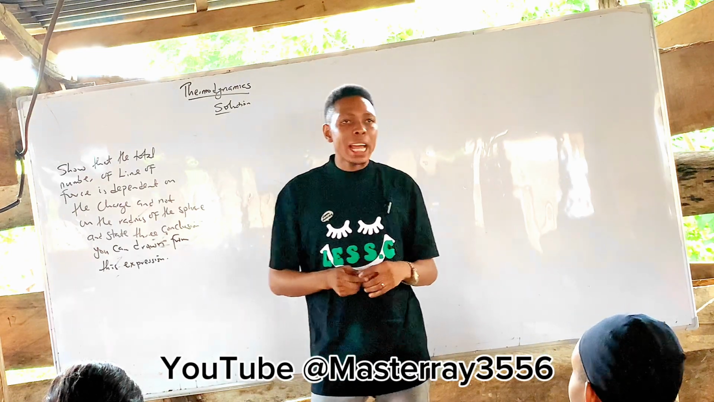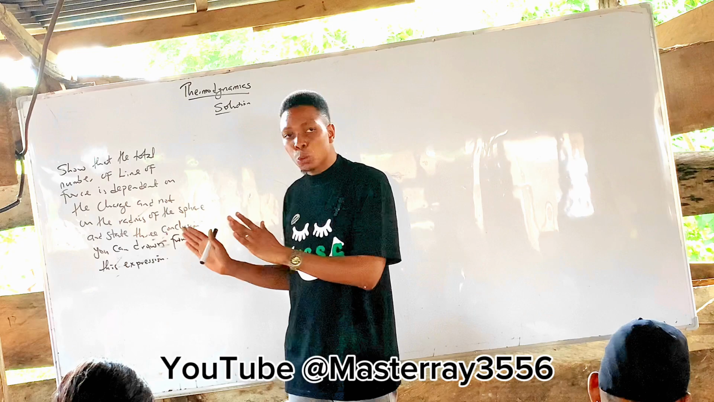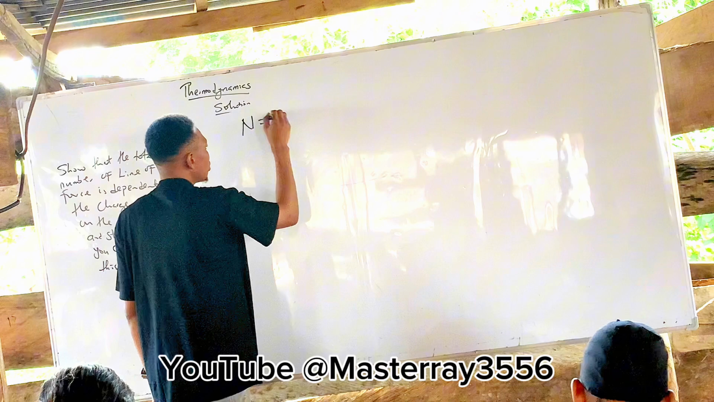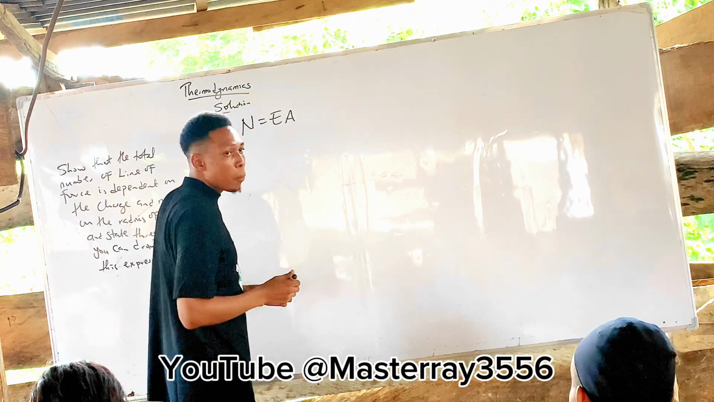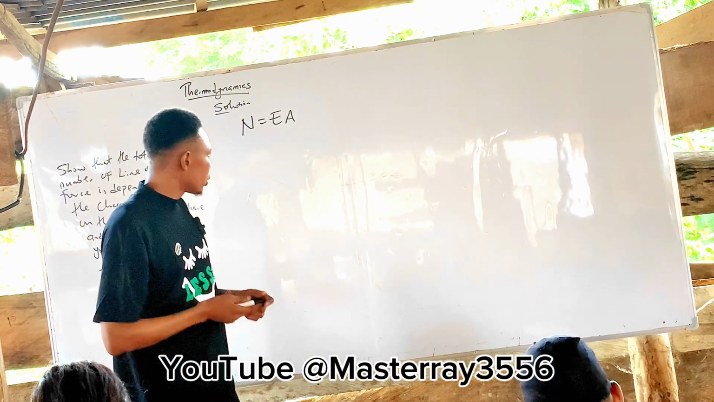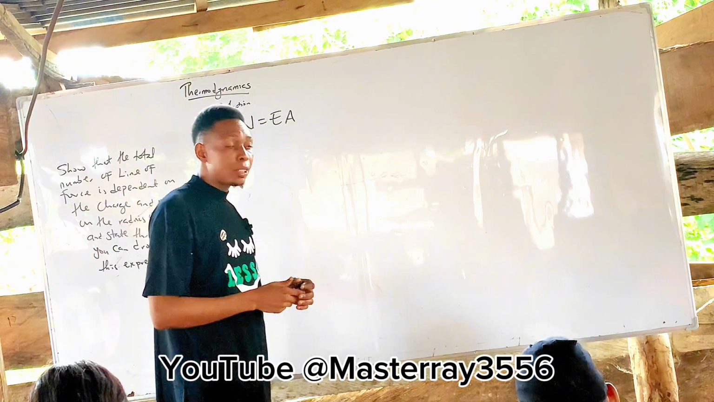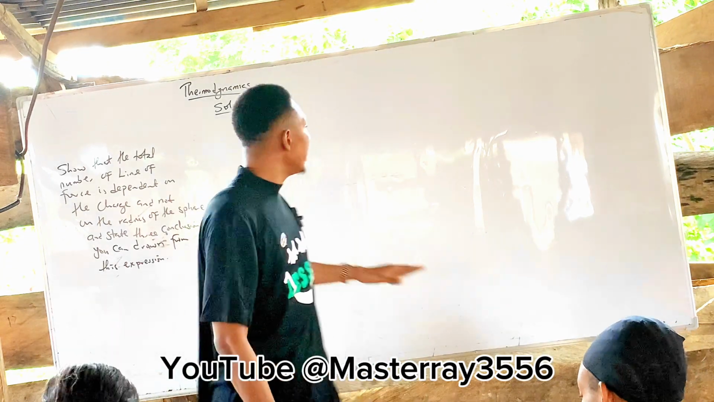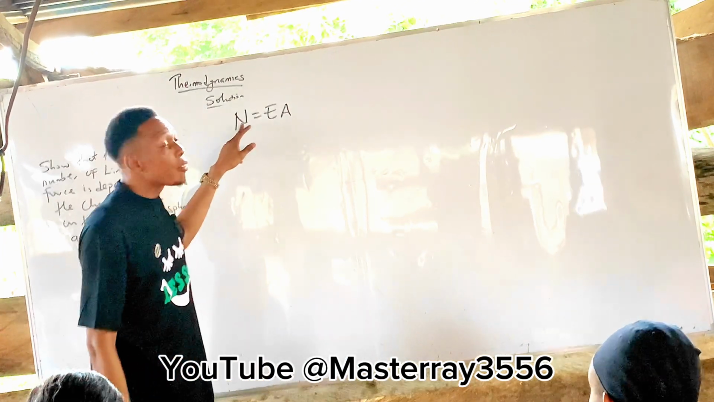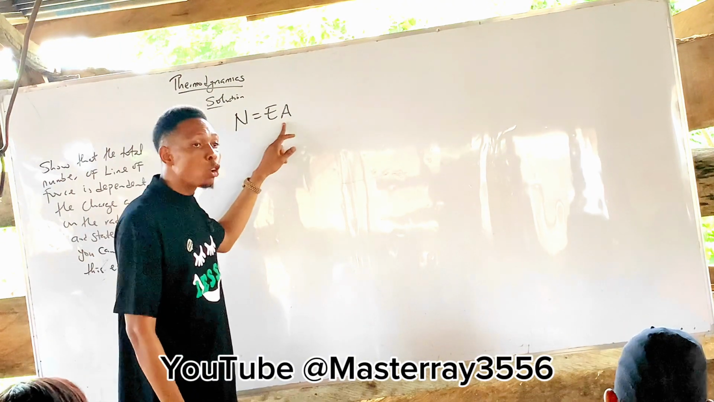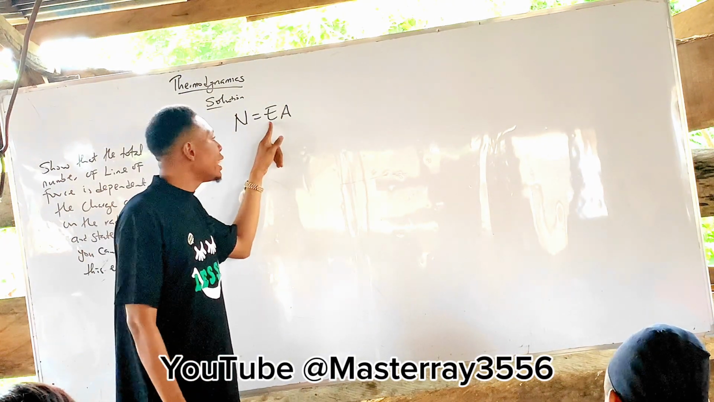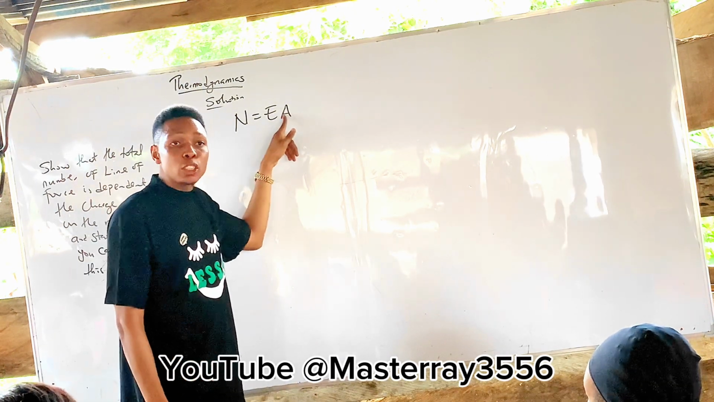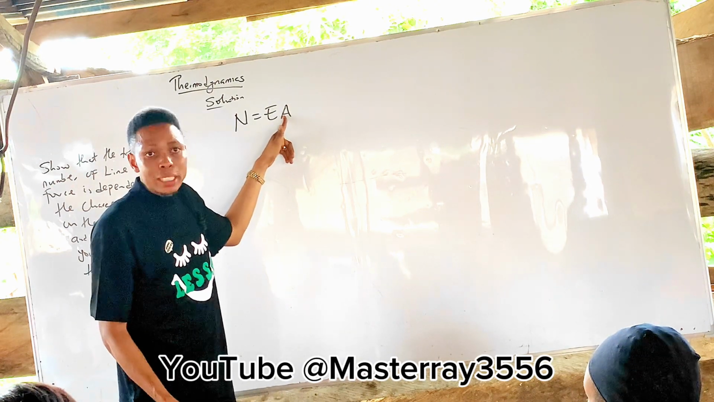Whenever you want to do the proving, the number of lines N is equal to EA. N represents the number of lines of force, E represents the electric field intensity, and A represents the cross sectional area. Now the way it is, our number of lines depends on the radius, because inside the electric field there is a radius, and inside our cross sectional area there is also a radius. Are you following?